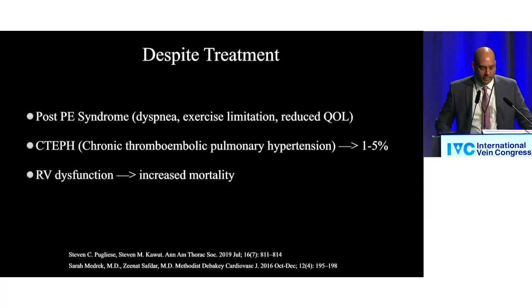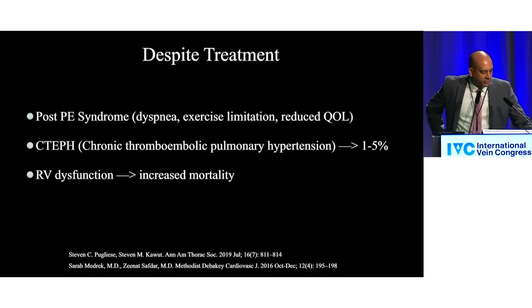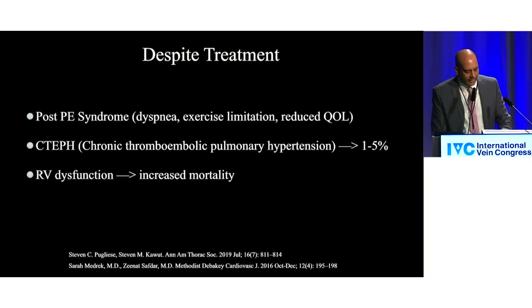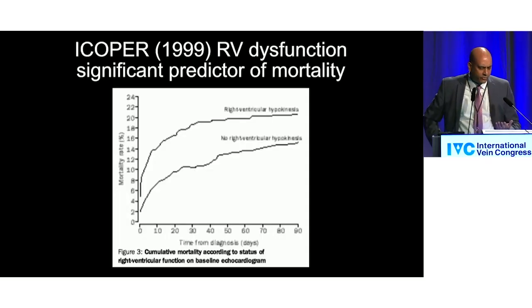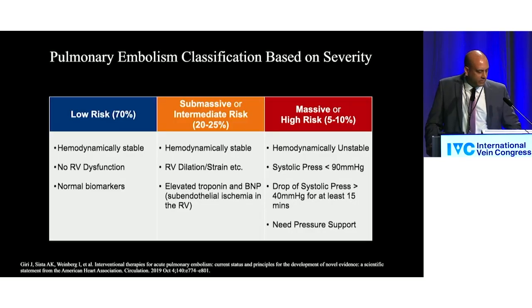And despite treatment, we still have a lot of unanswered questions. What about post-PE syndrome, CTEPH? How do we affect that or reduce the chance of that happening? How do we treat it once it does occur? And we all know that RV dysfunction does result in increased mortality. This is really shown by the ICOPER study back in '99. So this is not something that we're trying to figure out. We know that when you have PE and you have these long-term effects, mortality is a problem.